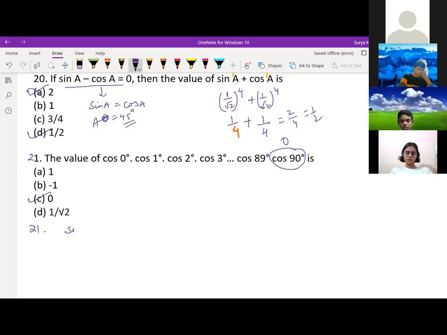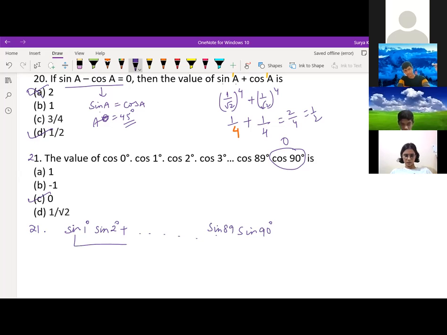Sin 1 theta multiplied by sin 2 theta, and so on until sin 90 theta. It is similar to the top one, except there is no sin 0. Sin starting from sin 1, then until sin 90 is multiplied. It's multiplication only, all the way till sin 90. So this is sin 89, right?